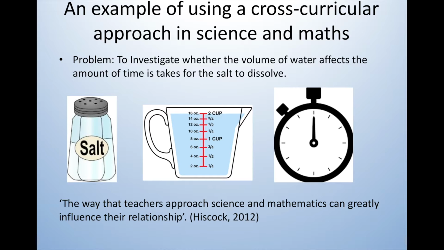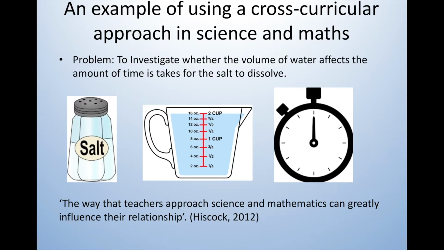Children are asked to carry out a science experiment where they investigate if the volume of water affects the amount of time it takes for the amount of salt to dissolve. Firstly, the children would need to use their skills of measuring in mass and volume and then time. They would then need to be able to collect data accurately and put it into a suitable graph that they can then analyse and gain a conclusion from.